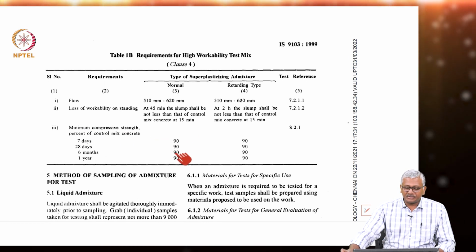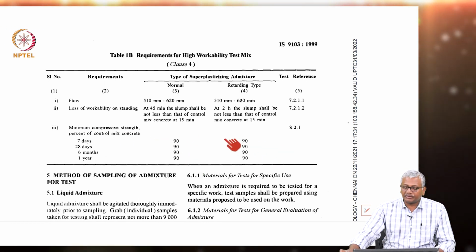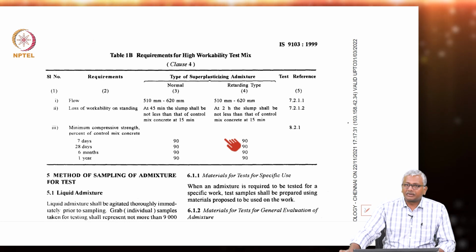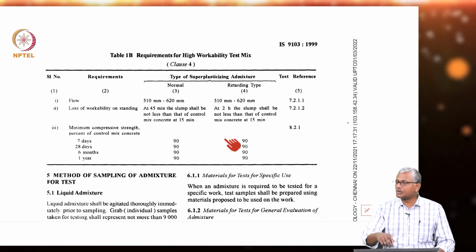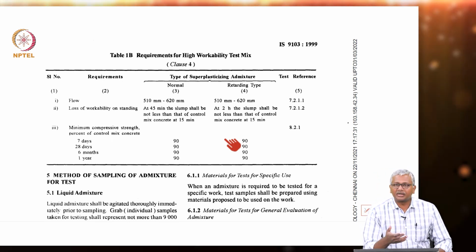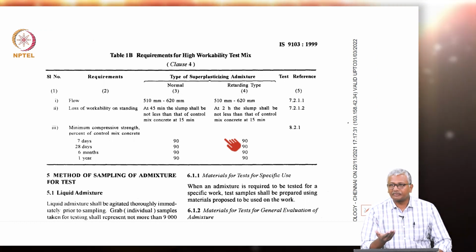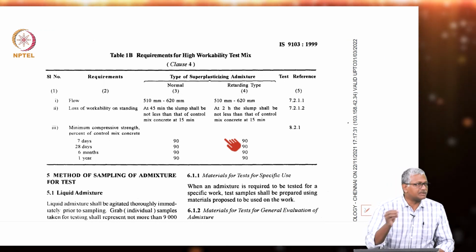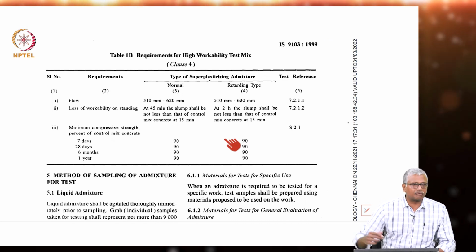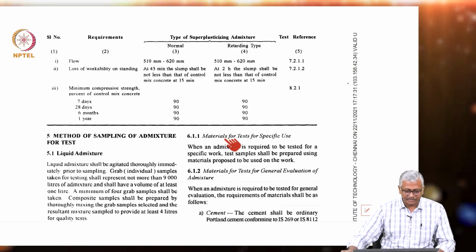minimum compressive strength here requirement is only 90% of your reference concrete, because when you produce a high workability mix, you do not reduce the water, you maintain the water binder ratio, but you add the plasticizer to start making the concrete flowable. That is the idea.